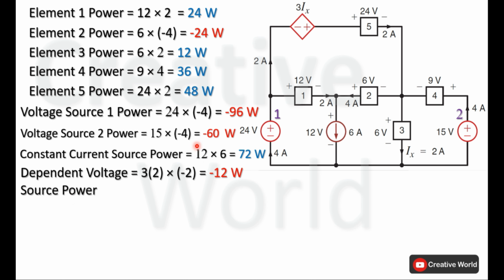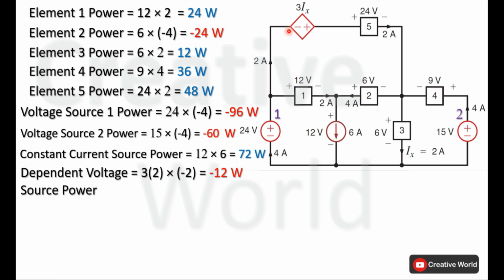Last element of the circuit is the current controlled voltage source. Voltage across this current controlled source is 3Ix and the value of Ix is 2 ampere. So the voltage across this dependent voltage source will be 2 multiplied by 3, that is 6 volt, and current through it is 2 ampere.